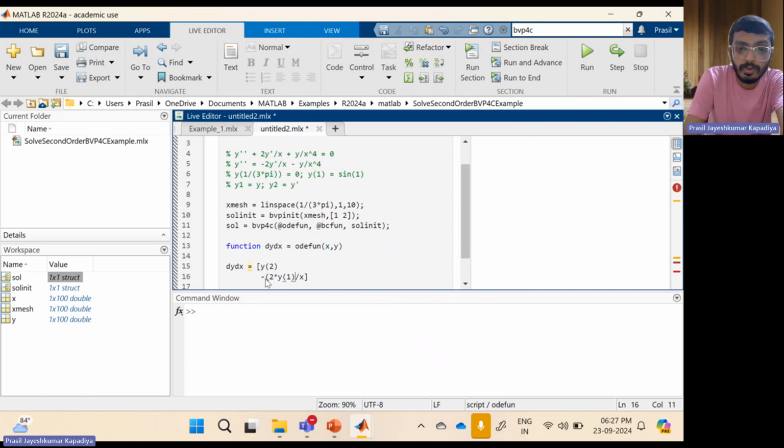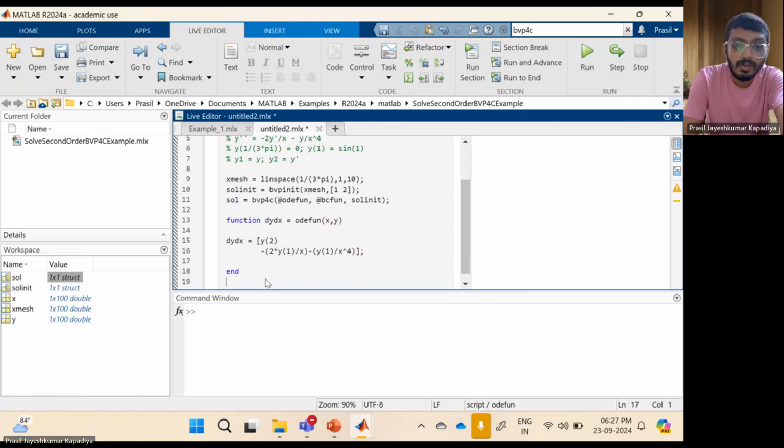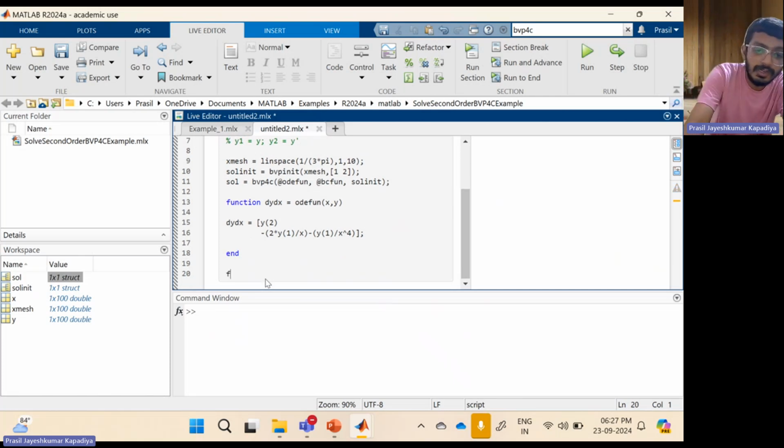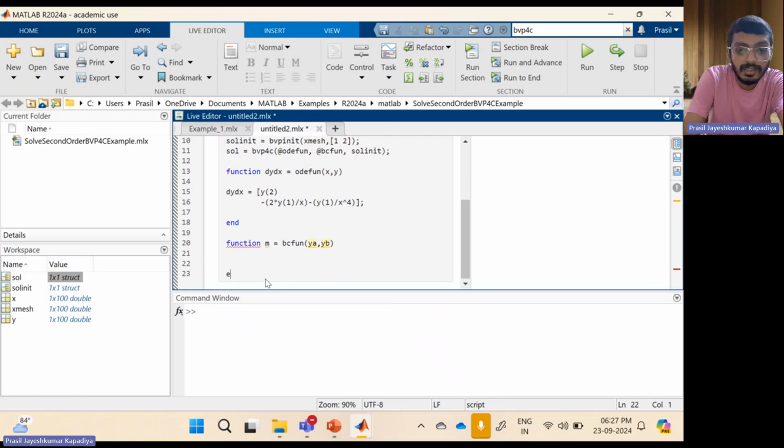So let's put one more bracket, minus y of, let's again put one bracket, y of 1 divided by x raised to 4. Okay, so we have defined our function equation. Now we need to define boundary conditions. So let's say function m is equal to BCFUN. We need ya, comma, yb, correct? And so let's define the boundary condition.